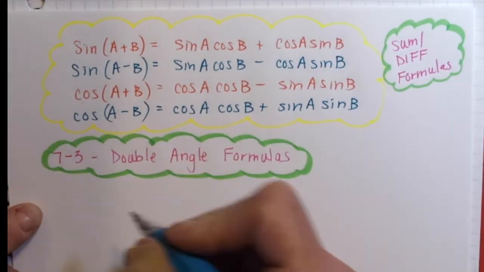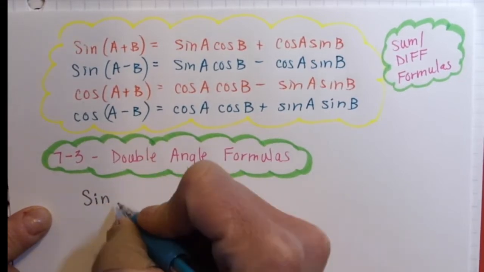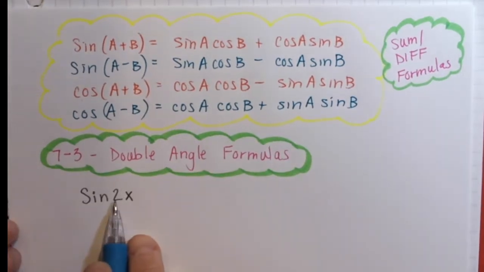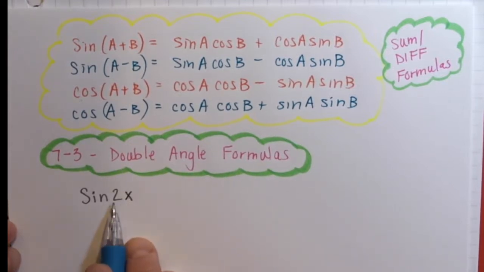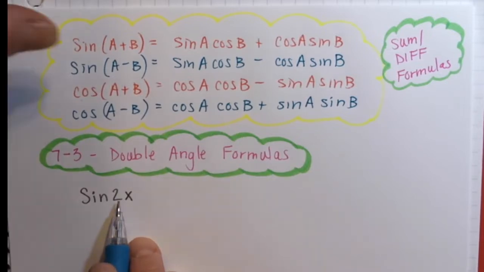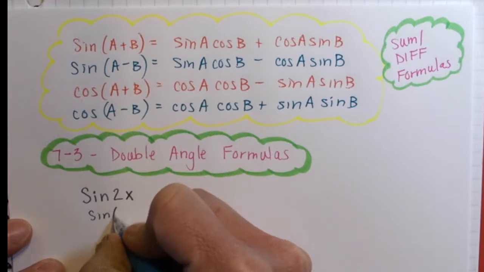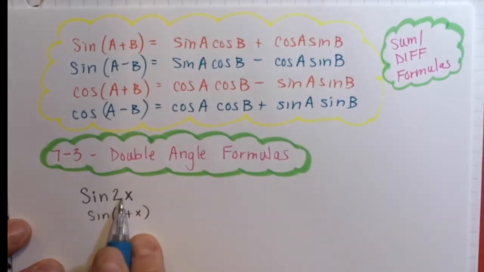Where this comes from is a double angle can be written as such. We're looking at sine of twice an angle. So when you see 2 next to the x, remember that's not the same as twice sine x. This 2 belongs to the angle. It's saying it's a double angle. This can be looked at as sine of x plus x. You agree that x plus x equals 2x.